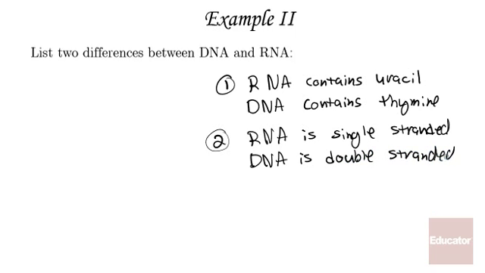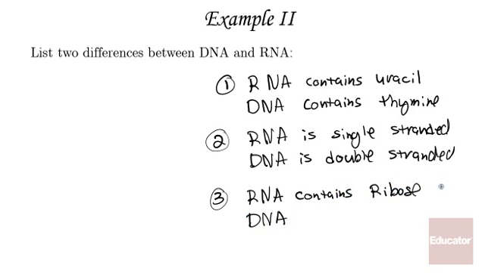And they only ask for 2, but the third difference is that RNA, the sugar for RNA is ribose, whereas the sugar for DNA is deoxyribose. So here's 3 differences. Any 2 would have sufficed to answer the question. Difference in nitrogenous bases, single versus double-stranded, and ribose sugar versus deoxyribose sugar.